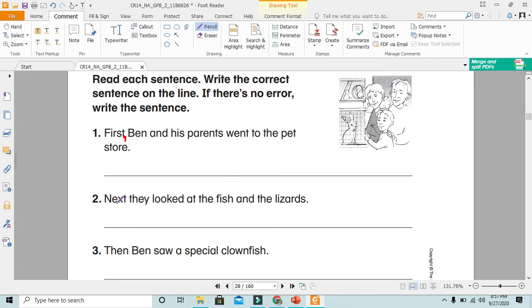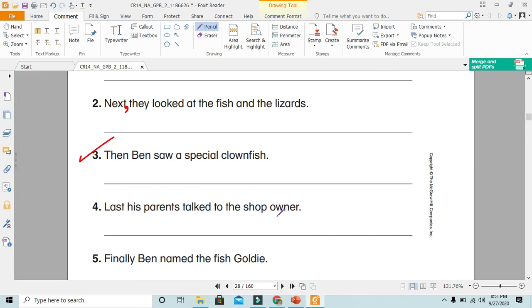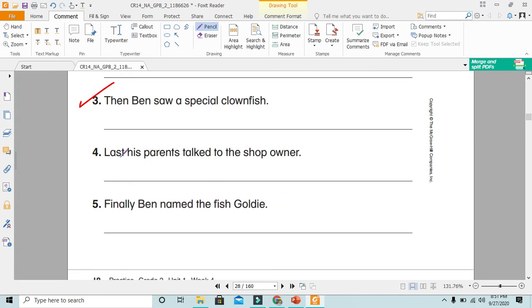Number 2. Next, they looked at the fish and the lizards. That's great. After next, we also insert a comma. Number 3. Then Ben saw a special clownfish. Okay, this sentence is correct, so no need to fix any mistake. Write number 3 again. Number 4. Last, his parents talked to the shop owner. Yes, after last we insert a comma. Number 5. Finally, Ben named the fish Goldie. After finally also we insert a comma. That's great.